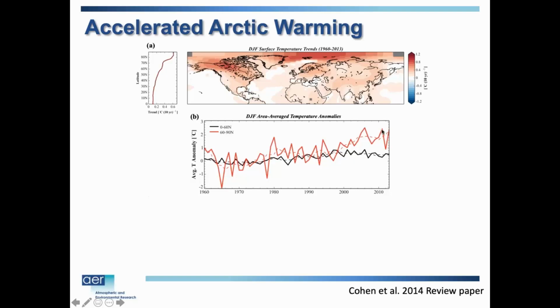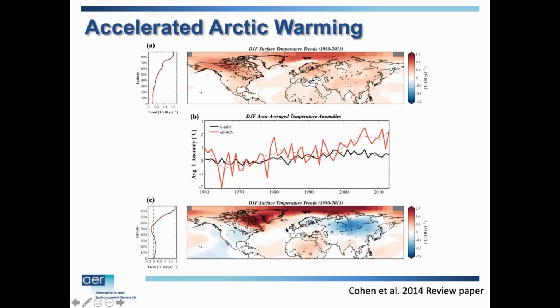But then in 1990, there's a clear divergence where the warming accelerated in the Arctic, and there is really no warming in the rest of the hemisphere. If you look at the temperature trend since this divergence, which is the period defined as the period of Arctic amplification, you get a surprisingly different temperature trend. You still have much more amplified Arctic warming, but now you get these cooling trends, really strong across Eurasia, but also in North America.